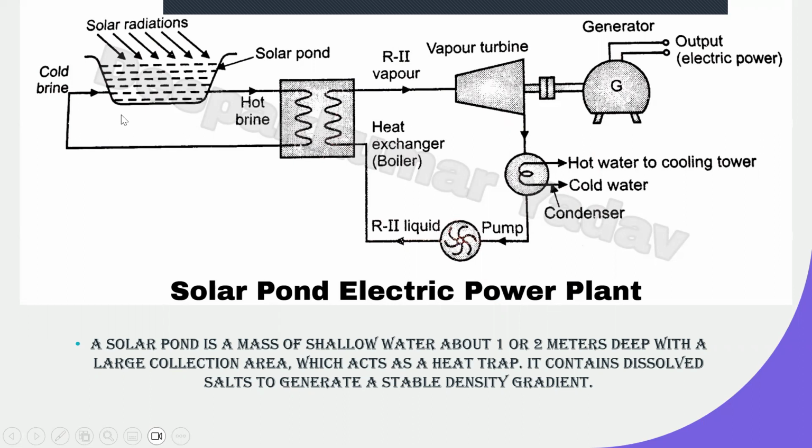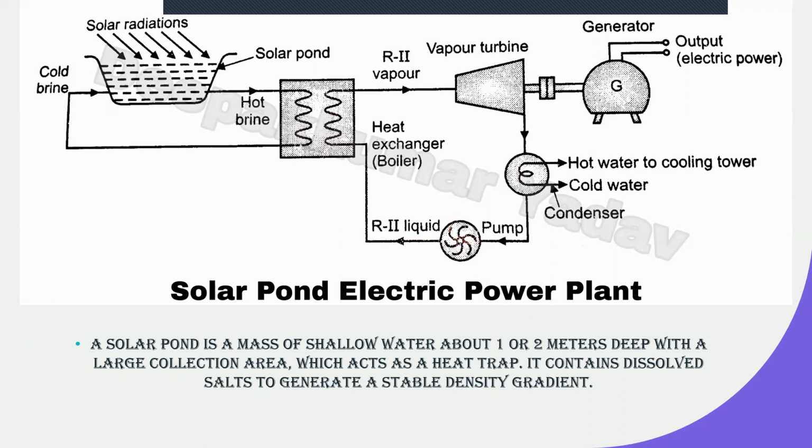If the pond is initially filled with completely fresh water, then the lower layers would get heated up, expand and rise to the surface of the water. Because of this, heat loss at the surface will occur, and there will be only a small temperature rise in the pond.